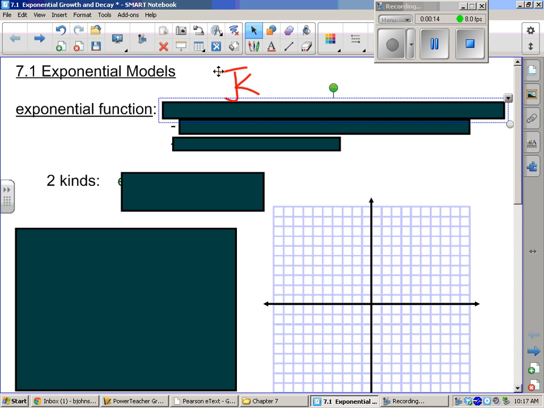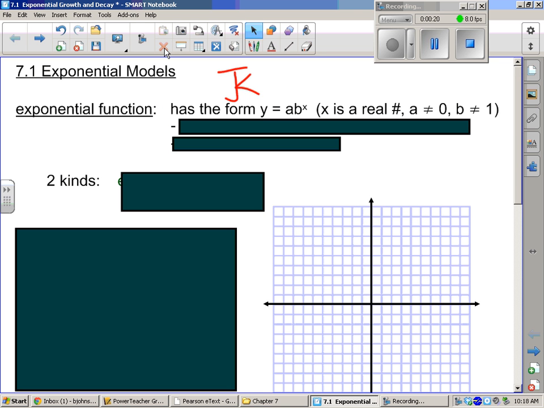Alright, today we're going to talk about Chapter 7, Exponential Models. So each model is in the form y equals a b to the x. X is a variable that's an exponent now. We've never made funky graphs like that before. Now it does have some stipulations here. X has to be a real number, a can't be 0, and b can't be 1.